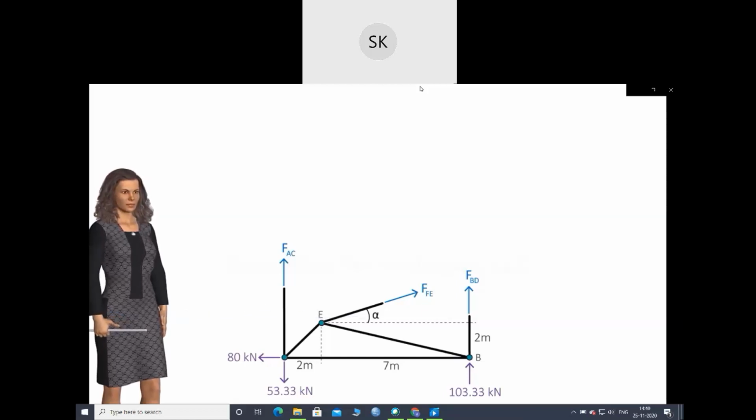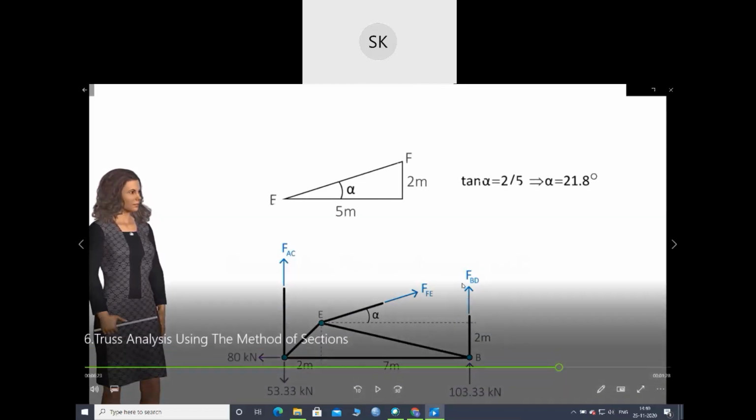We need to know the angle in order to calculate the unknowns. We can determine alpha using geometry. See, this is the inclined part. So I need to resolve this one to find out the forces. So I have considered an angle. Both distances are given to me, so I can find out the angle of inclination of this part.